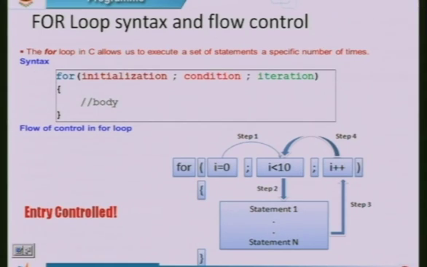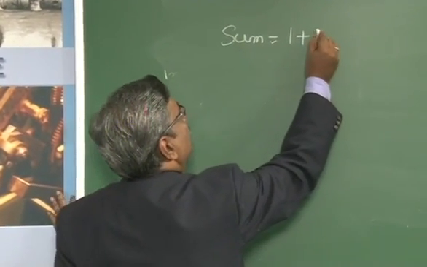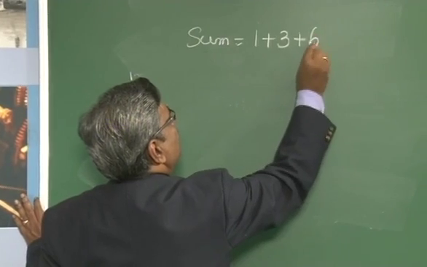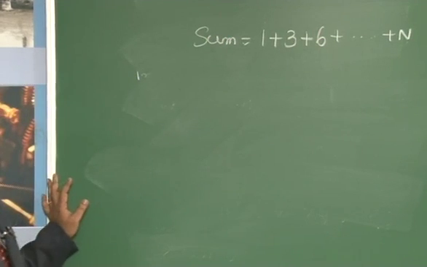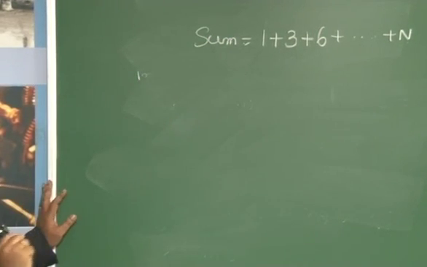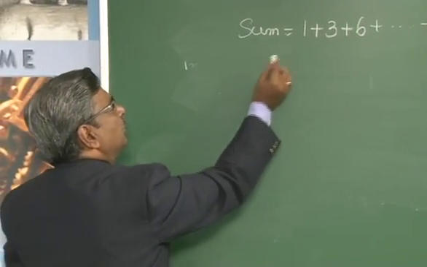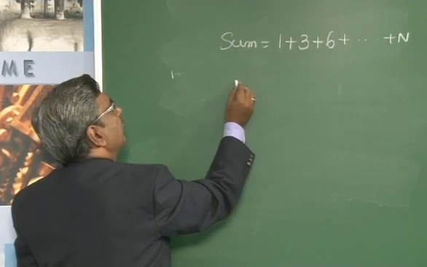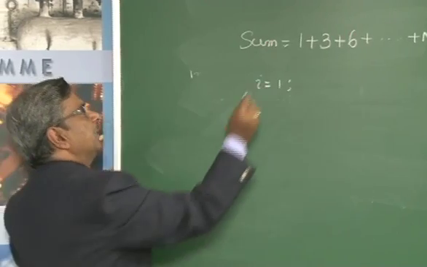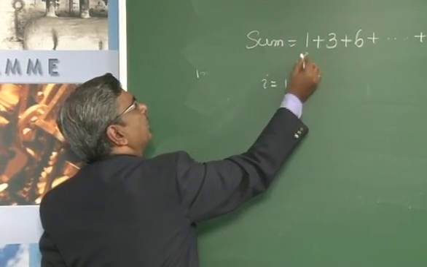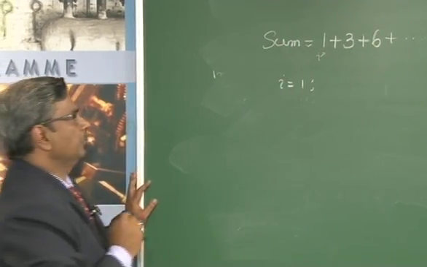So here sum equal to 1 plus 3 plus 6 plus up to n. Whatever value the user gives for n, up to n you have to sum this series. So using for loop you can develop the logic like this. Anywhere the initialization variable is required, I use I variable, I equal to 1. Let us take one initialization variable that will be incremented at every step until you reach the value of n.